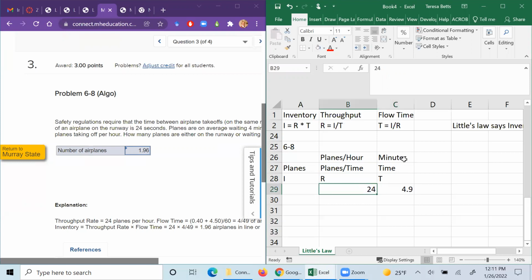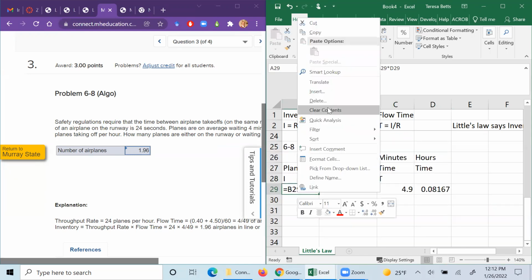Our problem is we have to have both of these in the same unit of measure. So we're going to recalculate our time in terms of hours. And to get that, we're going to divide the minutes that we have by 60 minutes per hour. And that's going to tell us that we have 0.08167 of an hour. So to get to the number of planes, right, I know that it's equal to throughput in hours times time, also given in hours. Not sure what happened. I think, oh, this has to be a number. I have it formatted as text right now.